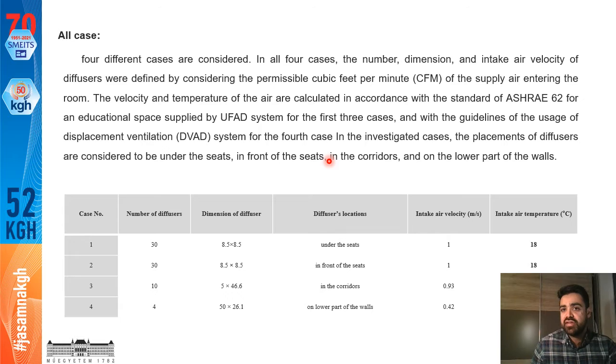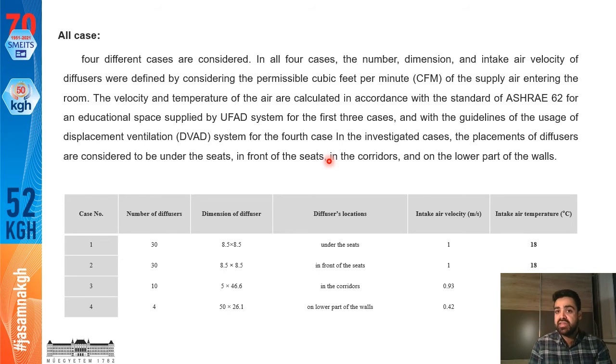In 4 cases, the number, dimensions, and intake air velocity of the diffuser were defined by considering the permissible cubic feet per minute of the supply air entering the room. The velocity and temperature of the air are calculated in accordance with the ASHRAE 62 standards for an educational space supplied by an underfloor diffuser system for the first 3 cases, and with the guidelines for the usage of a displacement ventilation system for the 4th case in the investigated cases.